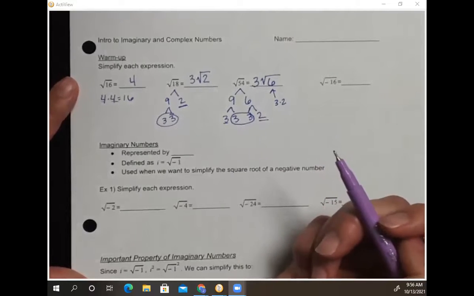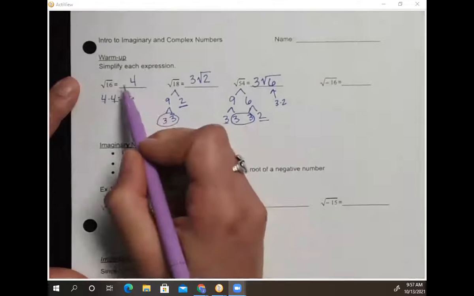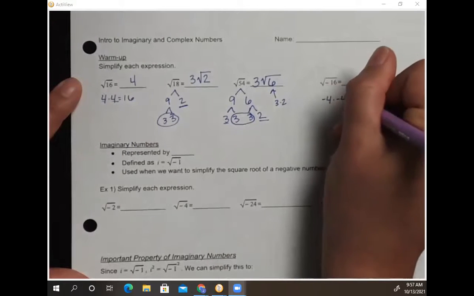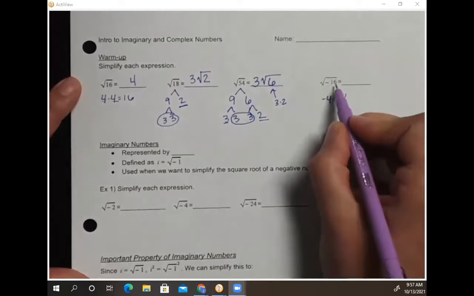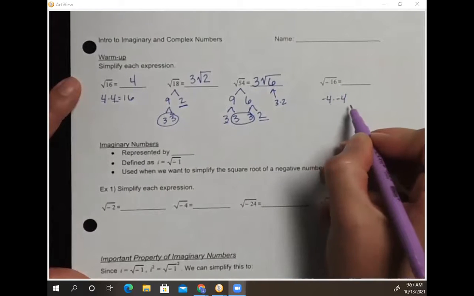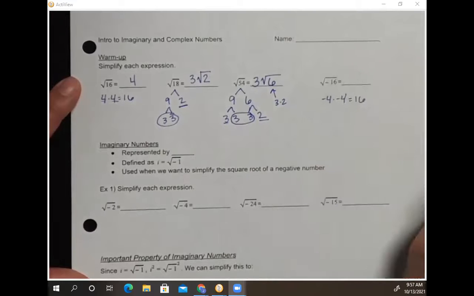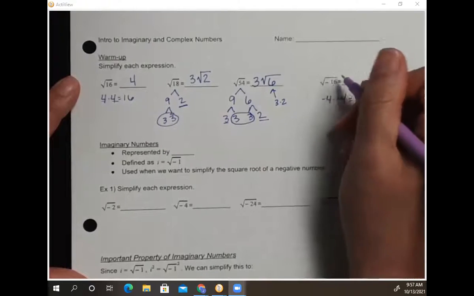We want to say it's something to do with 4, right? Because the square root of 16 is 4. I had some people throw out negative 4. The trouble with that is that if the square root is negative 4, that means negative 4 times negative 4, right? Which is still just positive 16. So we're kind of in a pickle with this one.